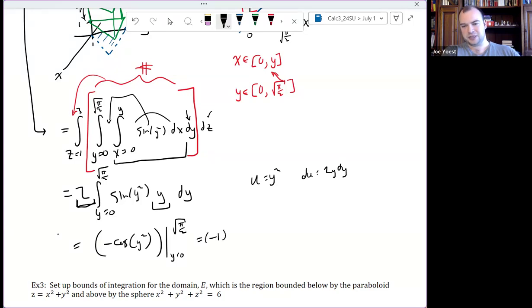So this is negative 1 times cos of root pi over 2 squared, which is pi over 2, and then minus cos of 0. Cos of 0 is 1. Cos of pi over 2 is 0. So this all just gives us 1 at the end.